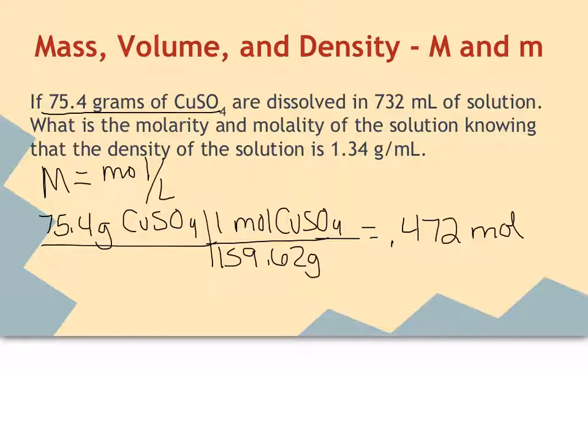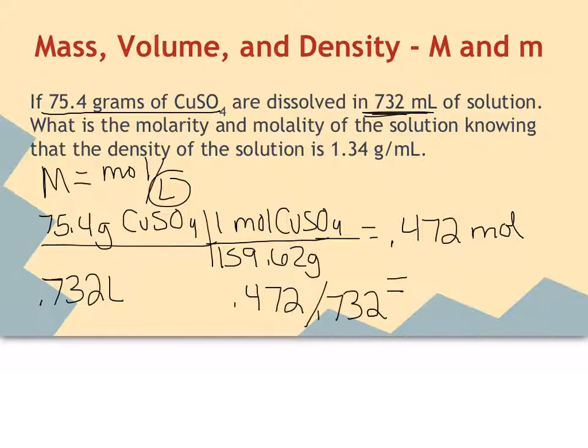I have that 0.472 mole. That's awesome. Now can I figure out the liters? Well, I do know I have 732 milliliters, so I know that that is 0.732 liters. So now all I have to do is 0.472 divided by 0.732, and I end up with 0.645 molar. All right, so there's our molarity.